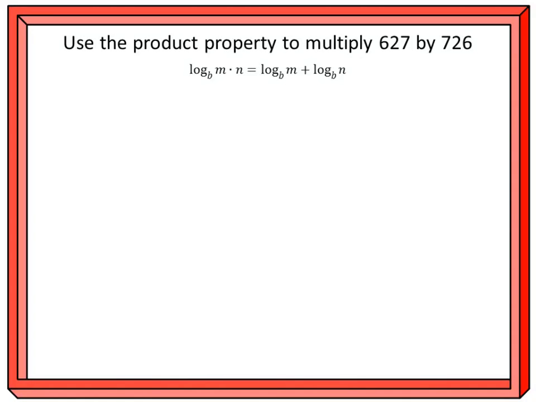So, are you ready to be John Napier here? We're going to use some properties of logarithms to multiply, divide, and take powers of numbers. So this first question, use the product property to multiply 627 by 726. Okay, so before we even start, let's take a look at the log table.